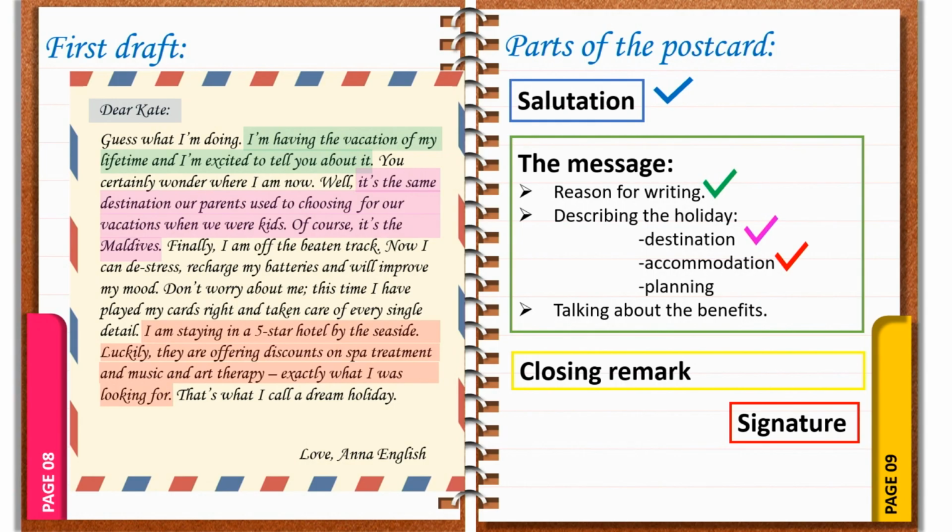I'm staying in a 5-star hotel by the seaside. Luckily, they are offering discounts on spa treatment and music and art therapy. Exactly what I was looking for. So here, she's talking about the accommodation. Don't worry about me. This time, I have played my cards right and taken care of every single detail. So then, she's explaining how she planned her holiday. Now I can distress, recharge my batteries, and will improve my mood. Here, she's talking about the benefits.